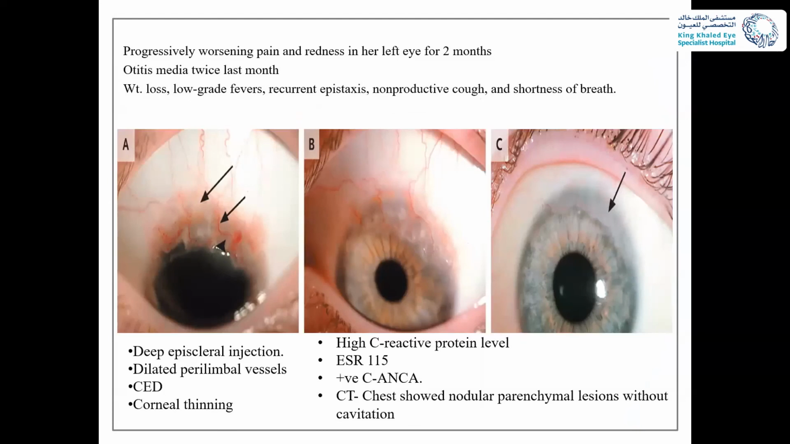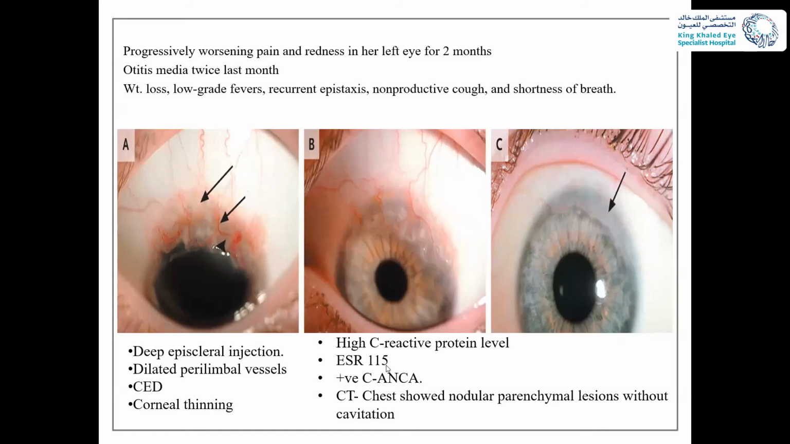This is a 15-year-old girl presented with progressively worsening pain and redness in her left eye for 2 months duration. She reported a history of otitis media, attacks twice in 1 month. She had weight loss, low-grade fever, fatigue, and malaise with recurrent epistaxis. Our ocular examination showed deep scleral injection, dilated perilimbal vessels, presence of corneal epithelial defects, and in association with corneal thinning.